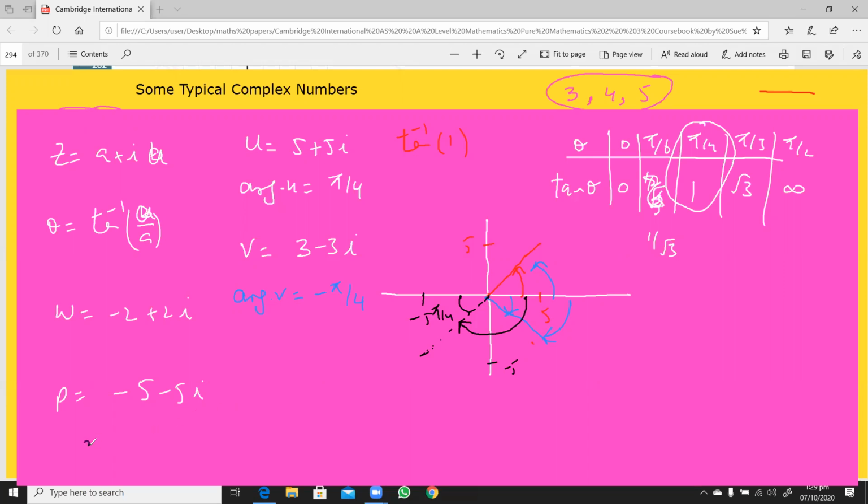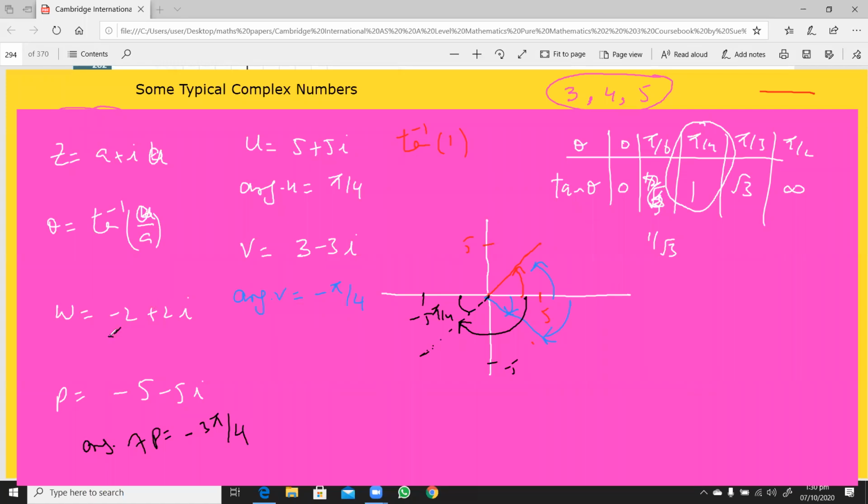What is the argument of P? Argument of P is minus 3 by 4 pi, or minus 3 pi by 4.